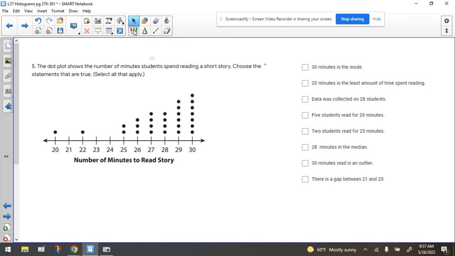Hey everybody, Mrs. Bianchi. We're looking at number 5. The dot plot shows the number of minutes students spend reading a short story. Choose the statements that are true, and we have to select all that apply.